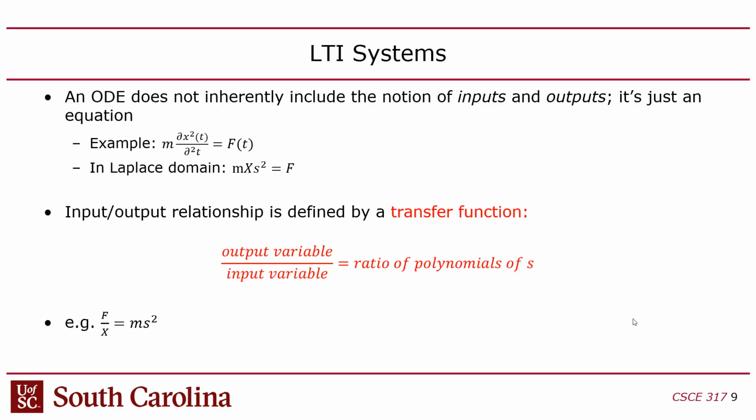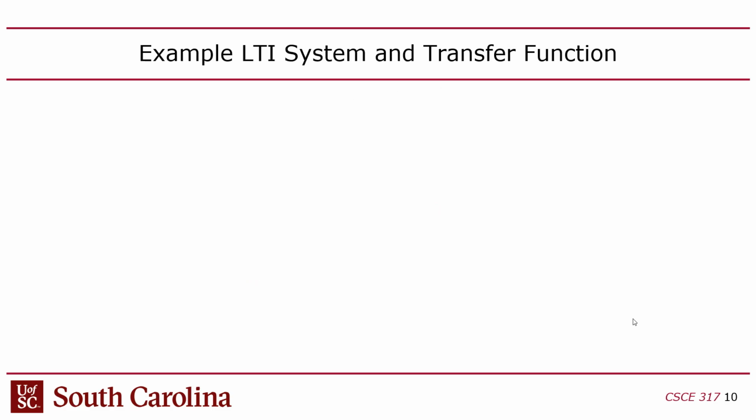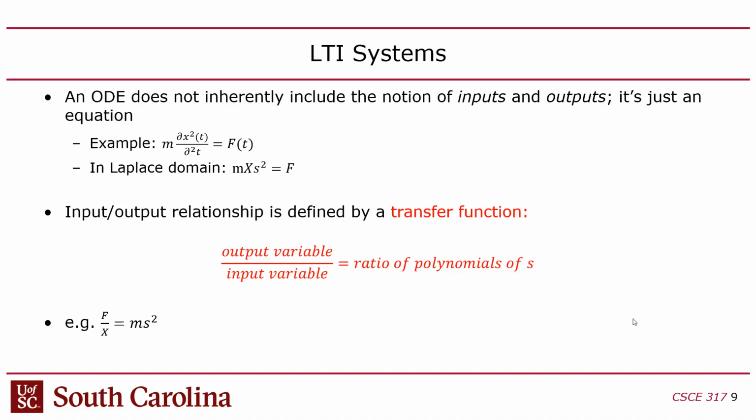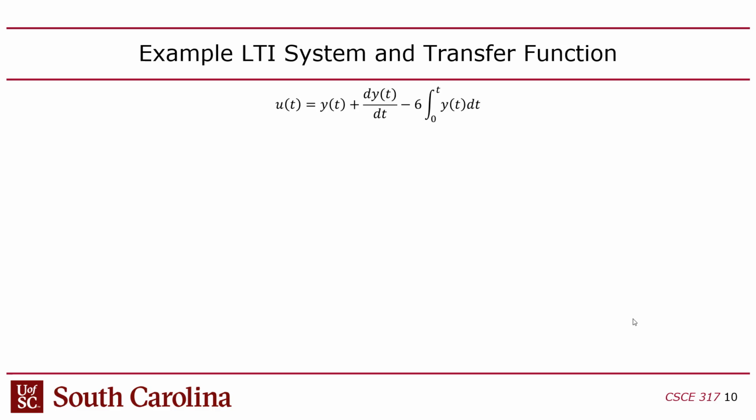Okay? Make sense? So, for example, this is an example. If mass times acceleration equals force, let's say force is my output and x is my input, then it's F over x equals ms squared. Right? How did I get that? Well, I just took this and did some algebra to get that. That's all there is to it. Very simple. Okay, so that's a transfer function.